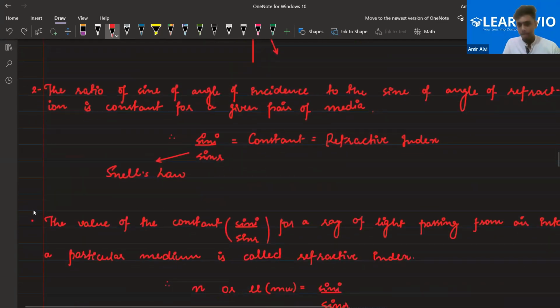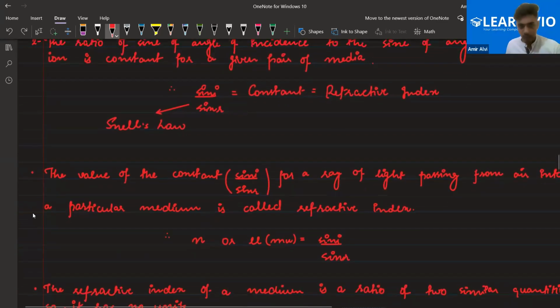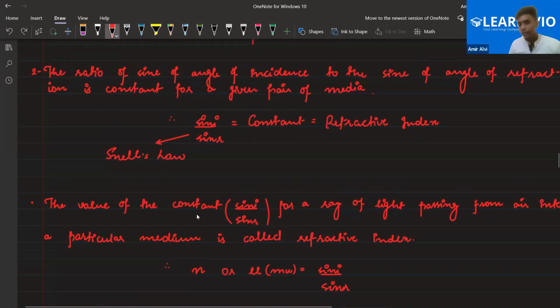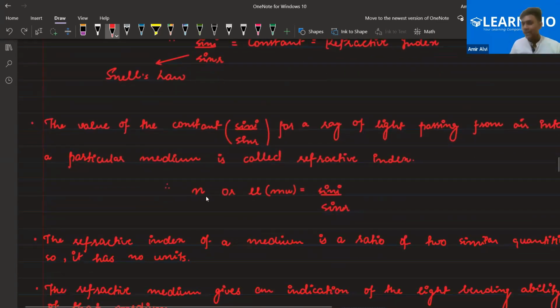So the value of the constant sin i by sin r for a given ray of light passing from air into a particular medium is called the refractive index. It means that when the light ray passes from air to any other medium, that is the refractive index. It is denoted by either n or mu. So sin i by sin r is equal to mu or n. Clear, everyone?